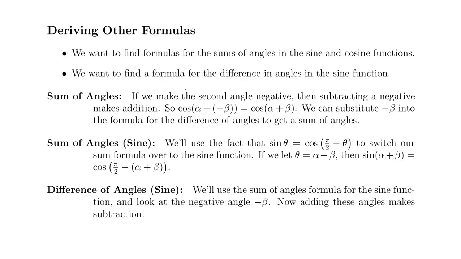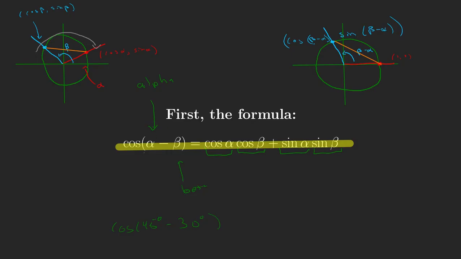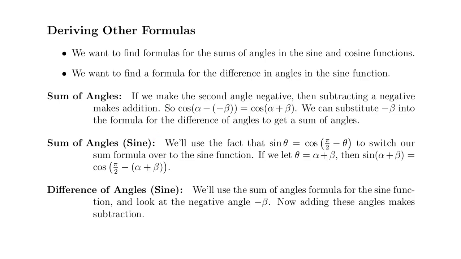What we're going to do is we want to find the other formulas for sums of angles in the sine and cosine function. Right now we have a difference of angles, right? Subtraction sign right in there. We want to be able to add 2 angles together, and then we also want to do it for the sine function. We want sine of alpha plus beta and cosine of alpha plus beta. Then we want to find a formula for the difference in angles again, alpha minus beta, but for the sine function. So if we do that, we're going to have all 4 possibilities: adding angles together, whether it's sine or cosine, and then subtracting angles, whether it's sine or cosine, which we already have.